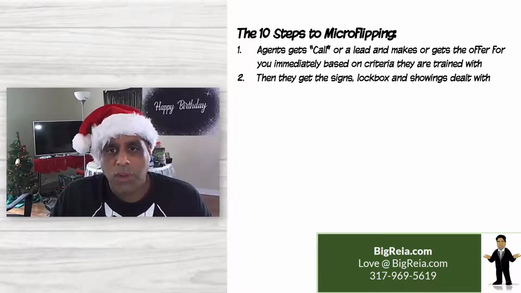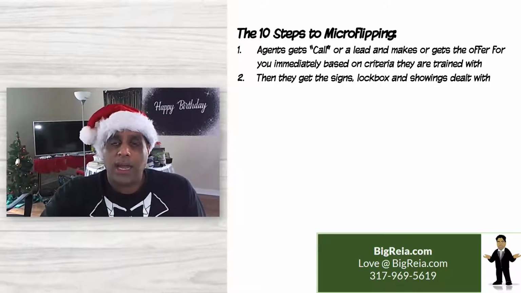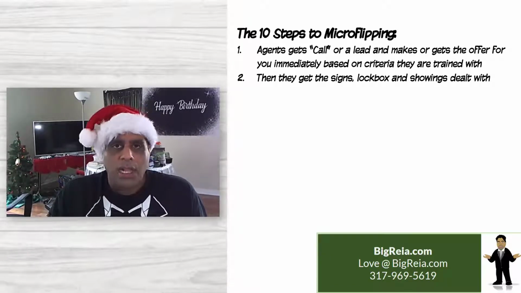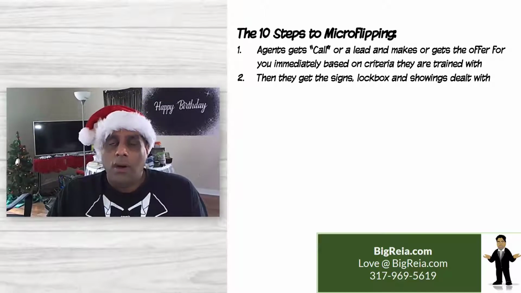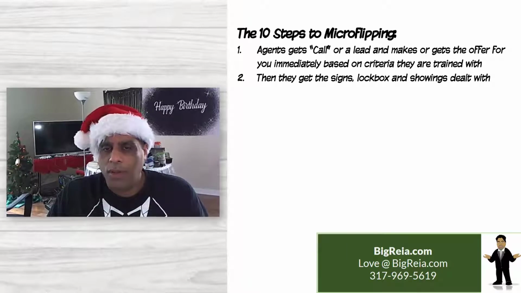Get that paperwork done. Number two, then they get the signs. They use your policies for the signs to get the phone blowing up. Signs, lockbox, and showings. Get a lockbox on the property and start showing the property. At first, or pretty much any time, let the seller do whatever they want on the side, so no one's risking anything. No one should pay for you to learn.